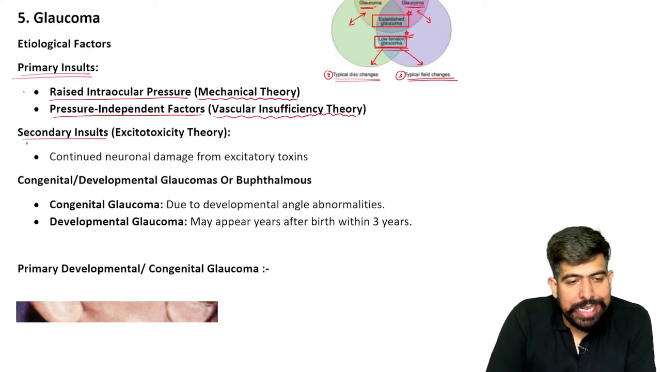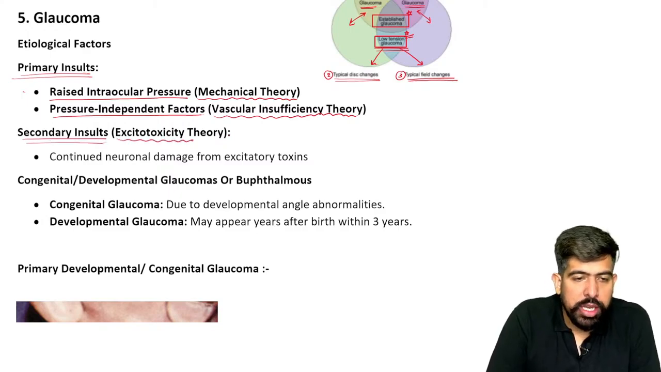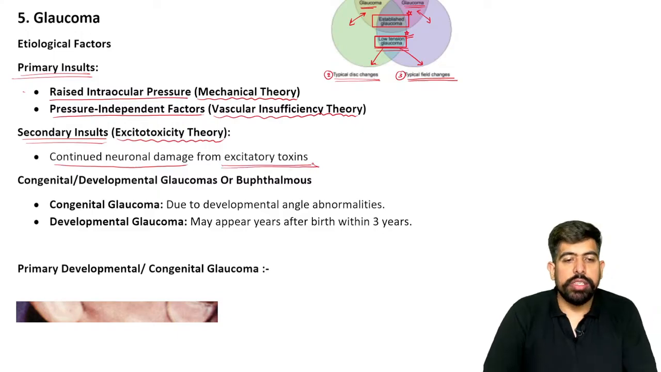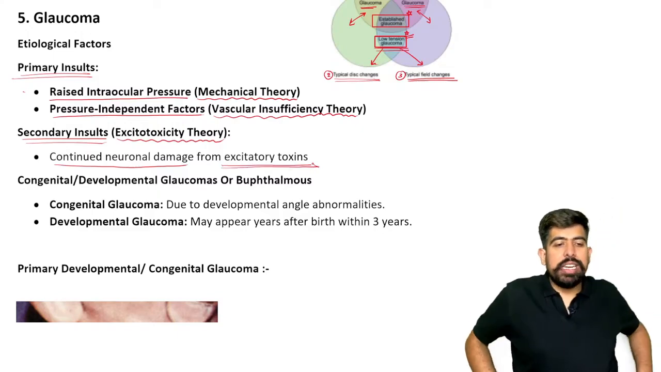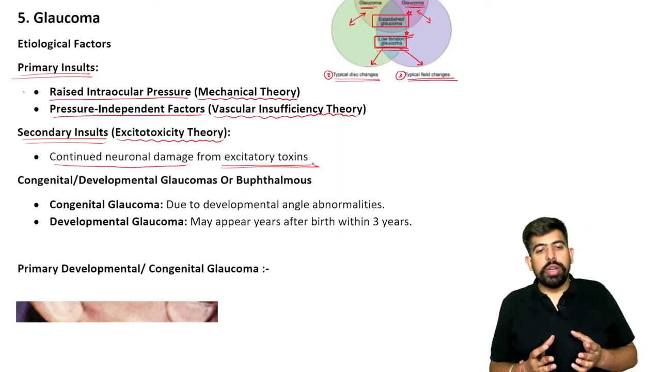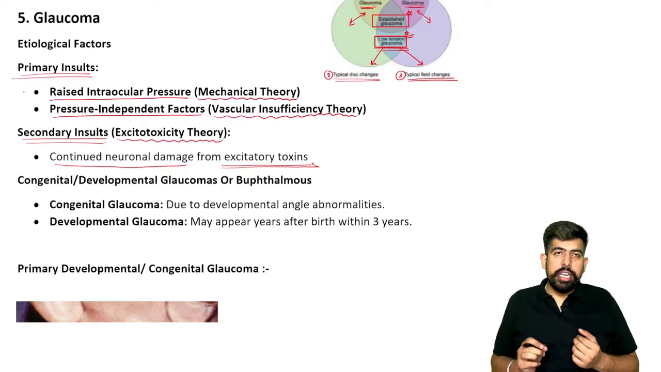But the secondary factors include the excitotoxicity theory, which says that neurological damage continues because of accessory toxins. From the other toxins, the neural damage will continue.